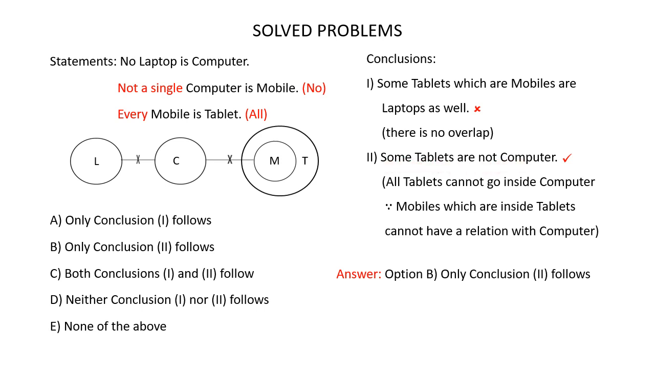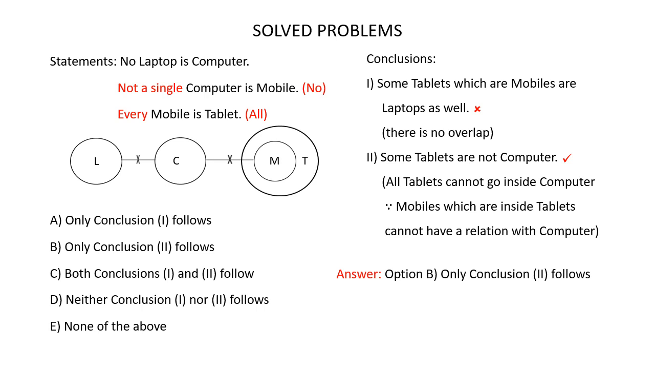Now to check if some tablets are not computer, just see in the Venn diagram if all tablets can go inside computer. Now in this Venn diagram, you have tablets here and a computer here. As you can see, this portion of tablets is mobile, and there's a restriction between mobile and computers. So all mobiles will not have any relation with computers. This means all mobiles will not go inside computers. Now, if all mobiles will not go inside computers, obviously all tablets cannot go inside computers.